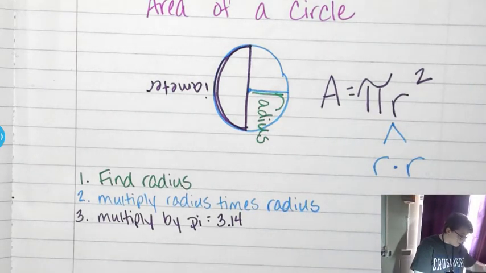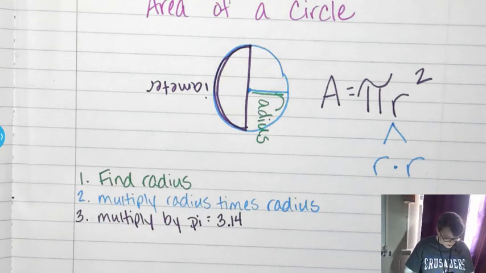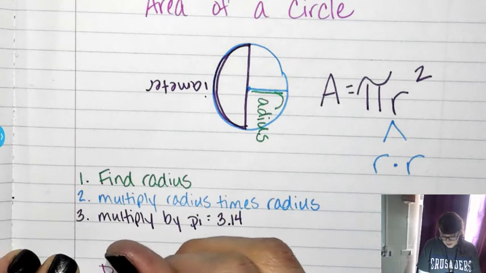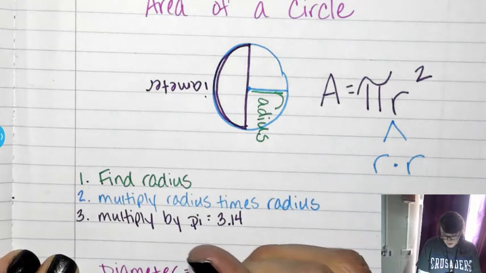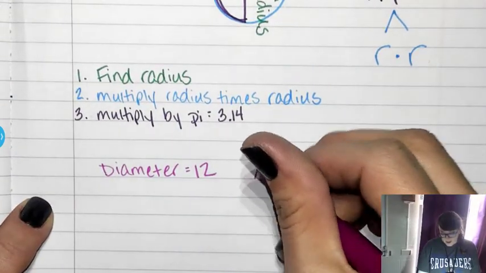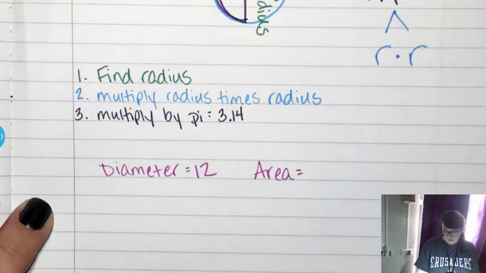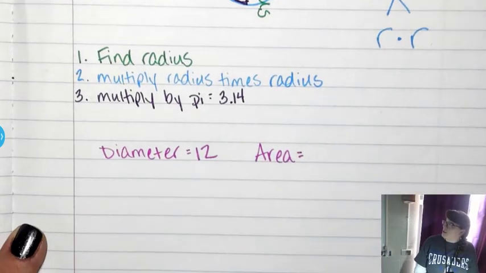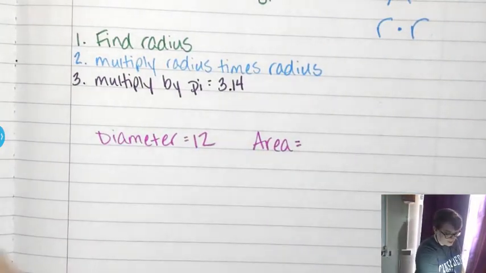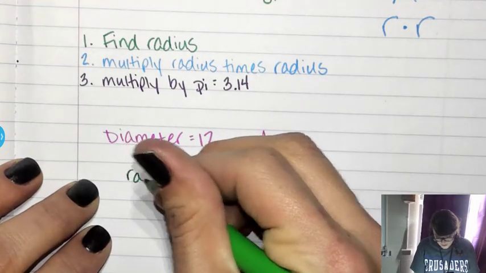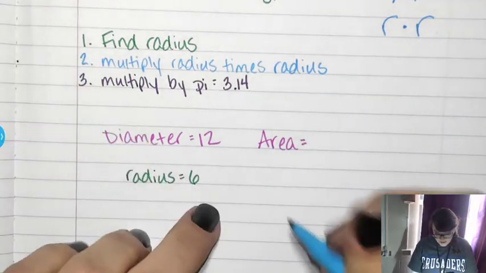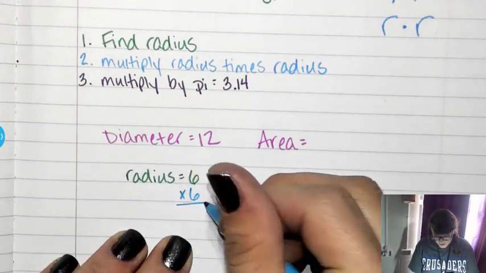So, an example. If you had a circle, and they don't even have to draw it for you, they could just say the diameter is 12. If the diameter is 12 and they asked for the area, what's step 1? Find radius. So radius is 6 because it's half. Step 2 is to do 6 times 6, which is 36.